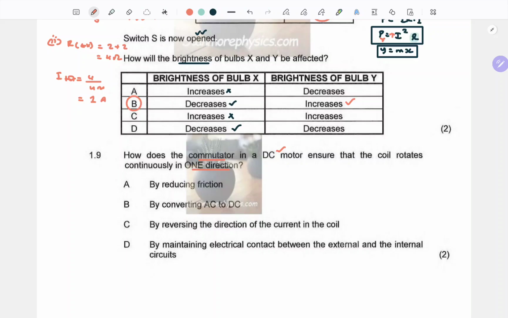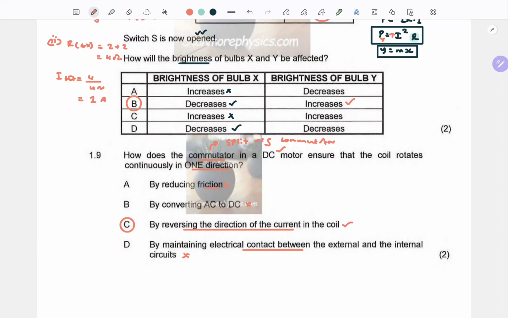spin in one direction. Okay, so now, does this work by reducing friction? It has nothing to do with this. By converting AC to DC? Not at all. By reversing the direction of the current in the coil? This is true, because of the split ring commutator. The commutator here is what we call the split ring commutator. So that one is the one. Now, this is by maintaining electrical contact between the external node. These are the carbon brushes, so it has nothing to do with the commutator. So essentially, guys, this is C.